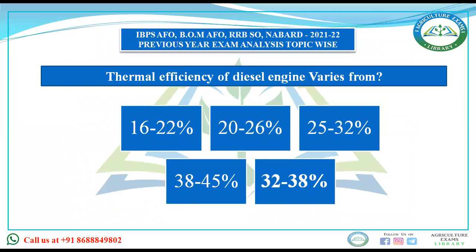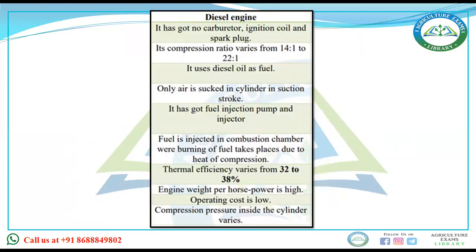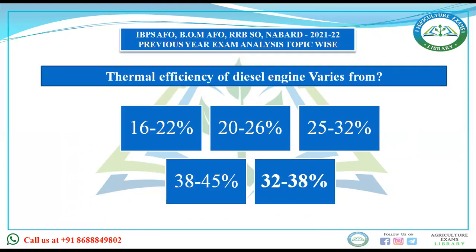And next question, thermal efficiency of diesel engine varies from. If you see the options: 16 to 22%, 20 to 26%, 25 to 32%, 38 to 45%, and 32 to 38%. In the difference between the diesel engine and petrol engine, mainly we can find the main difference is thermal efficiency. The thermal efficiency of a diesel engine is 32 to 38%. So the option is E.